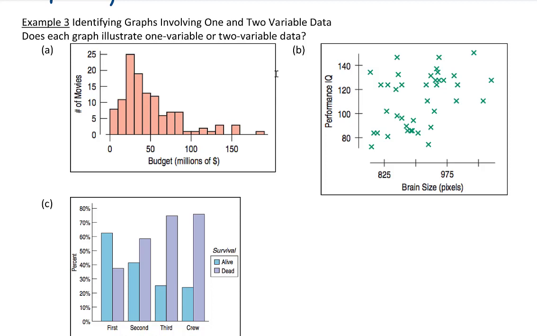And example 3, our last example. Identify graphs involving one and two variable data. What we have here is what we call a histogram. The variable that we're measuring in this histogram is the budget. So this means we have one variable data. The only thing we're measuring in this example is the budget.